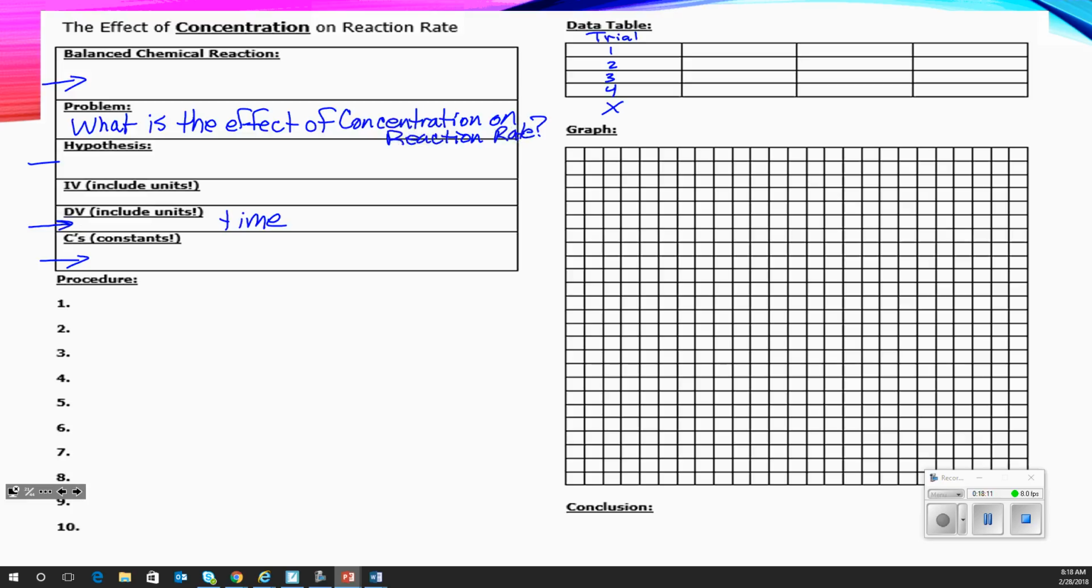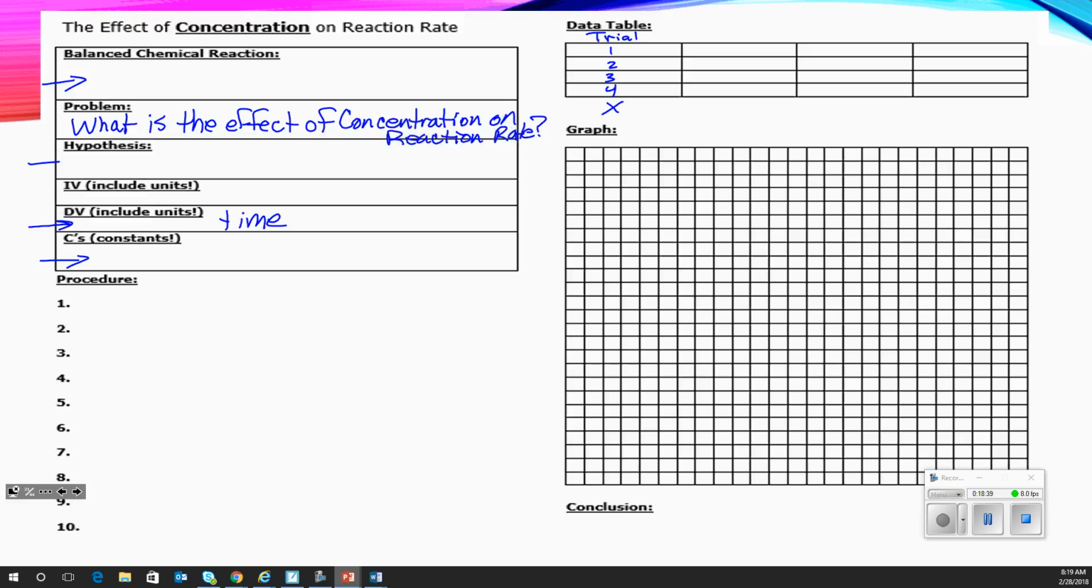If I'm changing number of drops on each one, maybe I'm doing the magnesium where I'm changing the concentration of the hydrochloric acid. Or maybe I'm doing the Petri dish where I'm changing the number of drops of the sodium sulfate and the sulfuric acid. Or maybe I'm working with Alka-Seltzer and I'm changing the amount of water or the amount of Alka-Seltzer I put in. I'm going to put that right here.